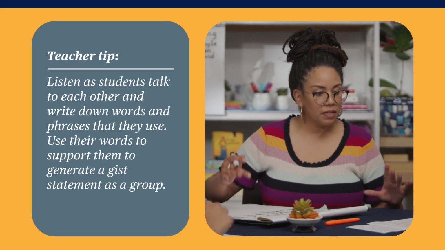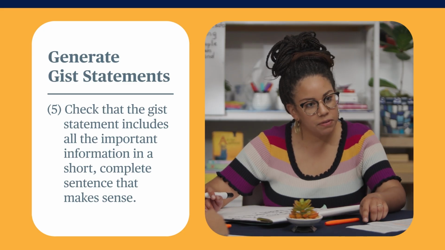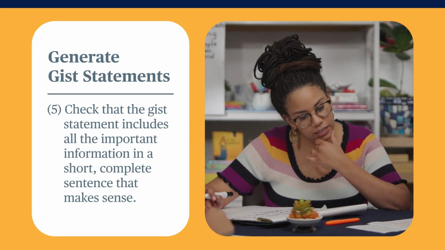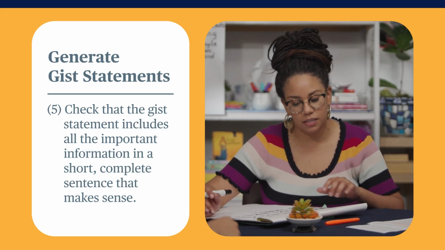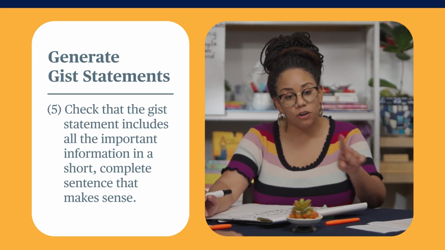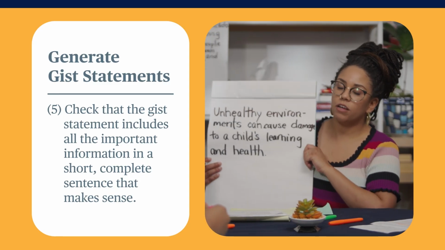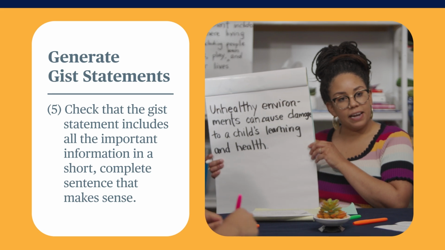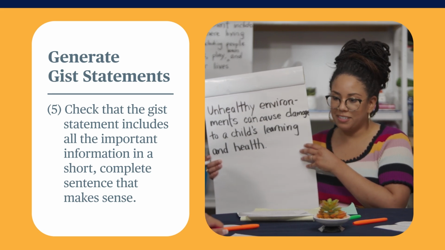Let's pause. Our last step is what? Let's read it all together. Check the gist statement includes all the important information in a short, complete sentence that makes sense. All right, so we need to go back and check that it includes all the information. Look at your highlighted marked words. Does this gist statement include all of that information? Is there any word or any sort of important piece of information that is missing from this gist statement?